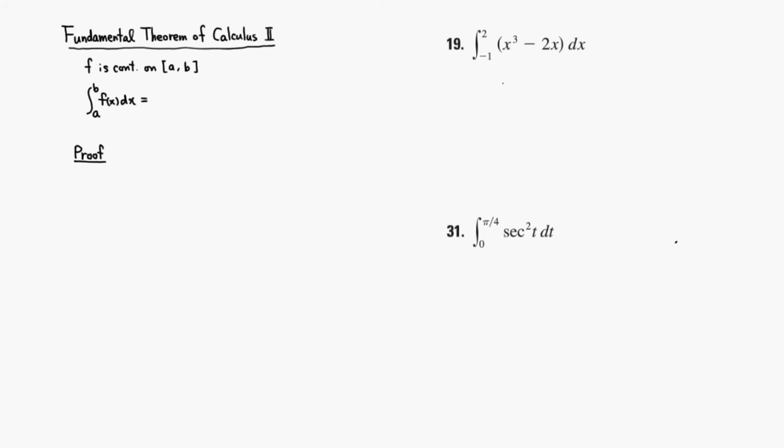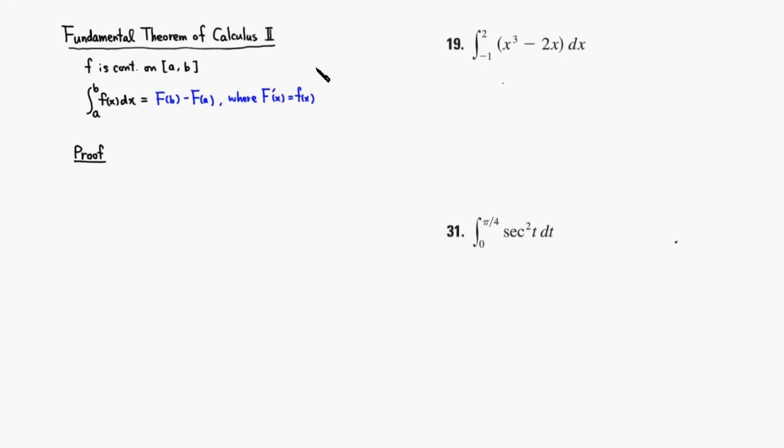Alright, let's look at the fundamental theorem of calculus part 2. Let's say function f is continuous on a closed interval from a to b. The integral from a to b of f of x dx can be found by capital F of b minus capital F of a, where capital F of x is just any antiderivative of lowercase f of x. So F prime of x is exactly equal to f of x.